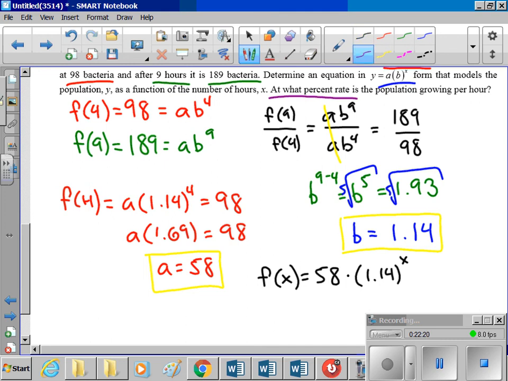And the last question is this purple bit. What percent rate is the population growing per hour? We haven't talked too much about percent rate so far, but this is the amount that we're growing. Because if it was a rate of 1, if b was 1, we wouldn't be growing at all. So if every hour 14 hundredths of our population is increasing, well, 14 over 100. Per means divided by, and cent means 100, like 1 cent is a hundredth of a dollar. So 14 over 100 is going to be 14% per hour.